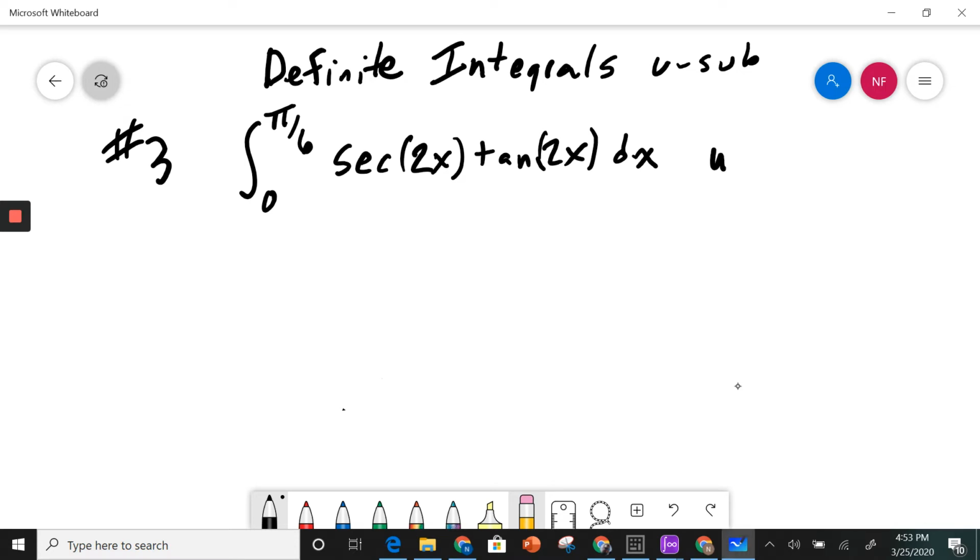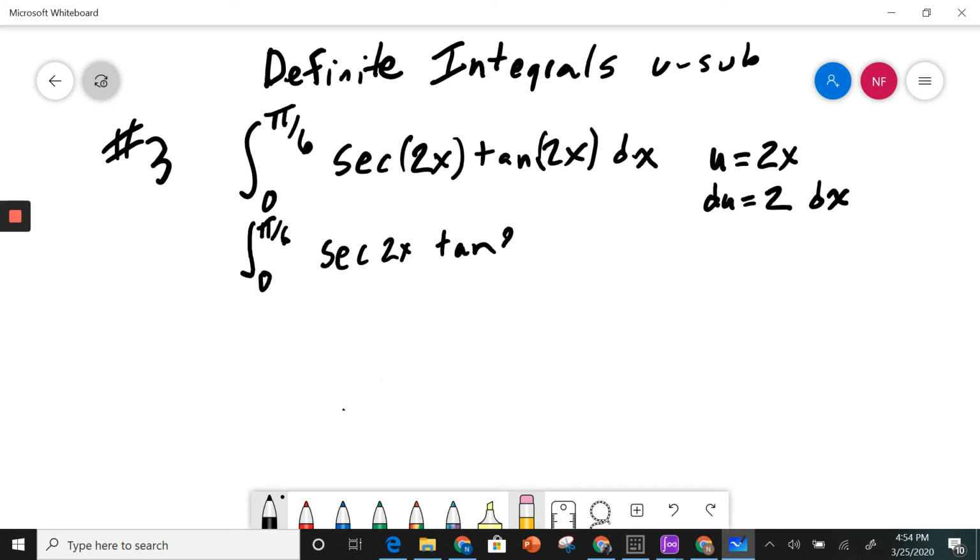So obviously then we want u to equal whatever's inside here. We want u to equal 2x. And that means that du is going to equal 2 dx. Take the derivative. Okay, so let's rearrange this to make sure everything's going to fit nicely. So we got the integral from 0 to pi over 6 of secant 2x tangent 2x. Then we need to have a 2 dx. That's going to become our du. And if we're multiplying here by 2, that means we've got to multiply outside here by a half.